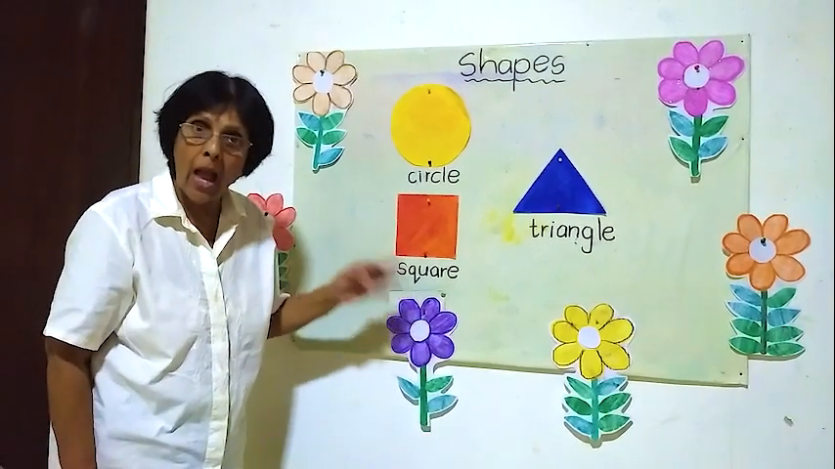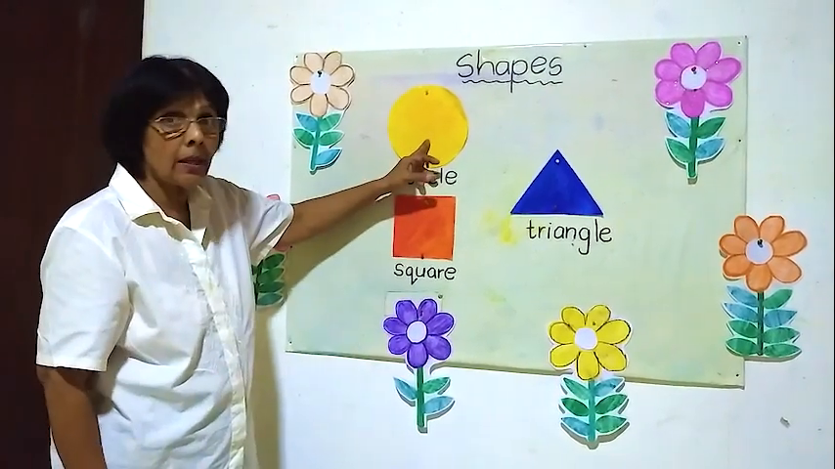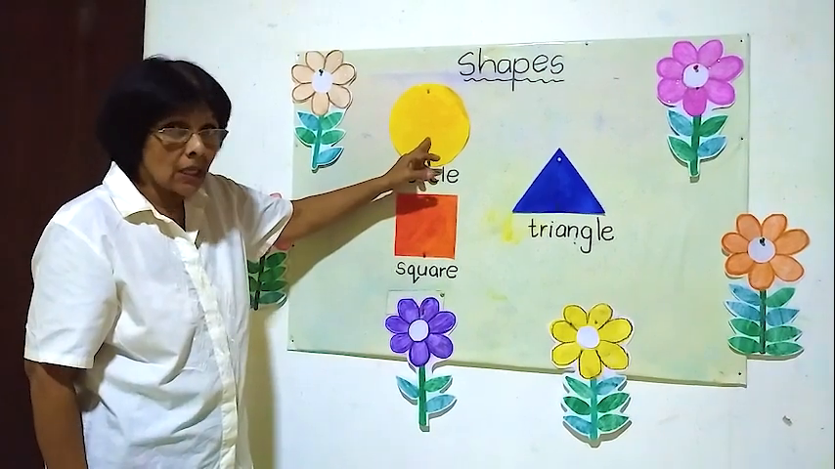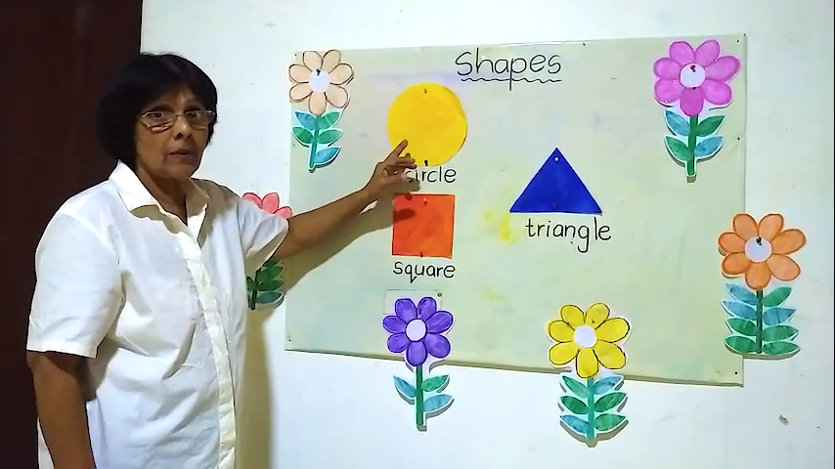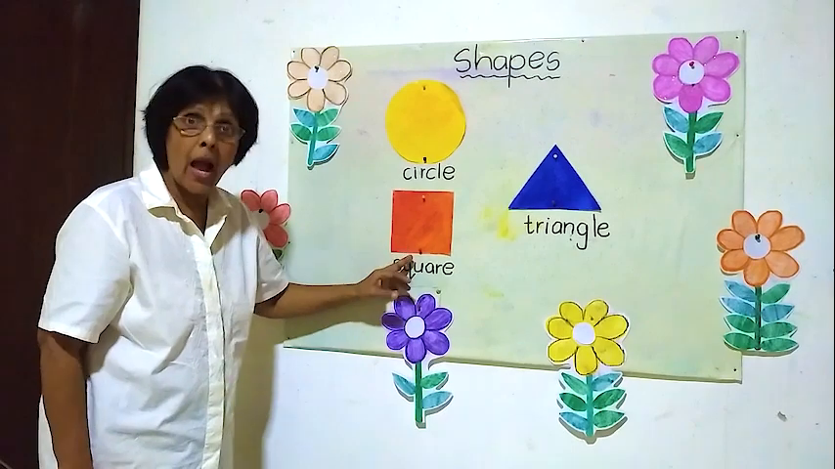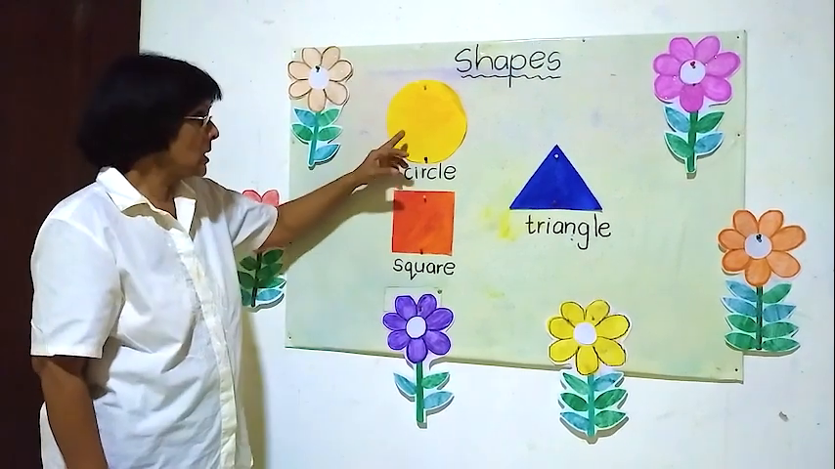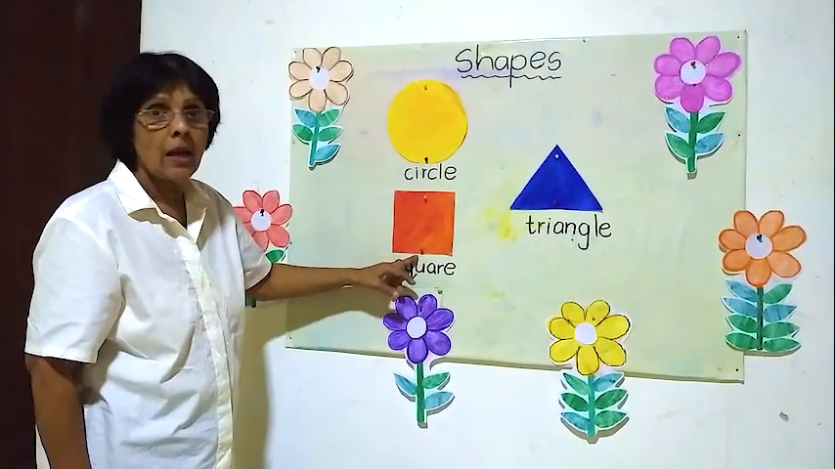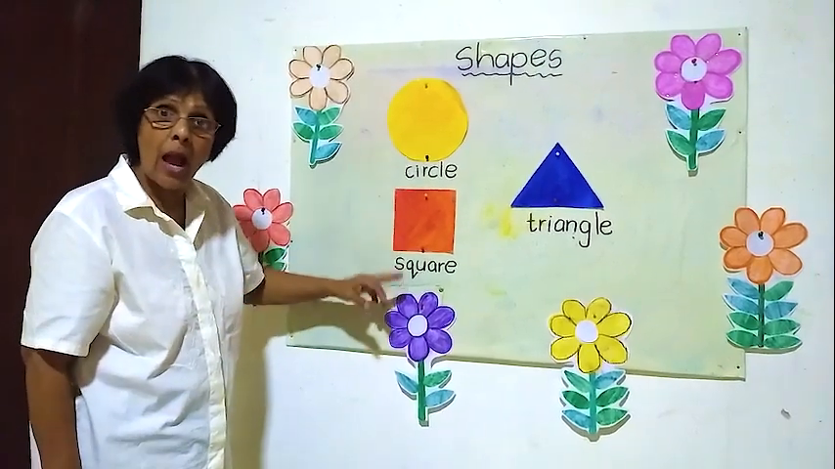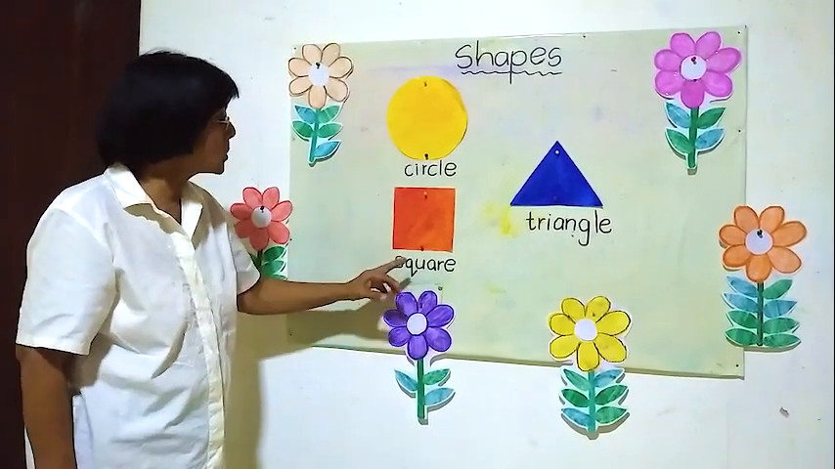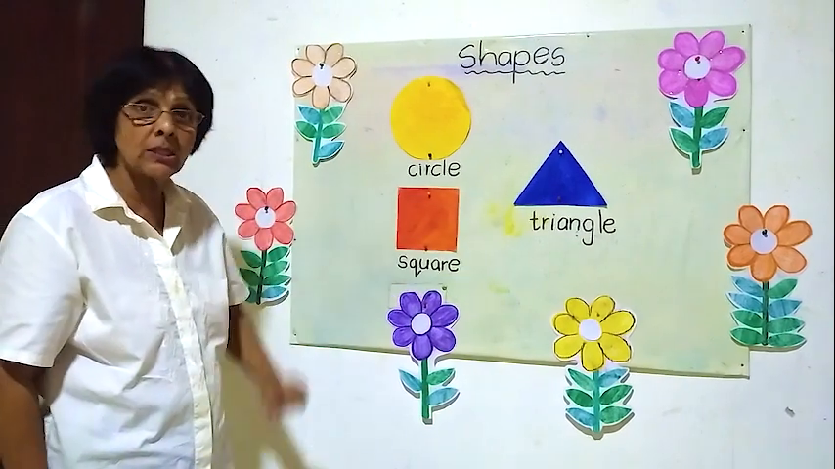Square. Now this one, circle. This one, square. Circle. Square. Circle, square, right? We'll learn the next shape.